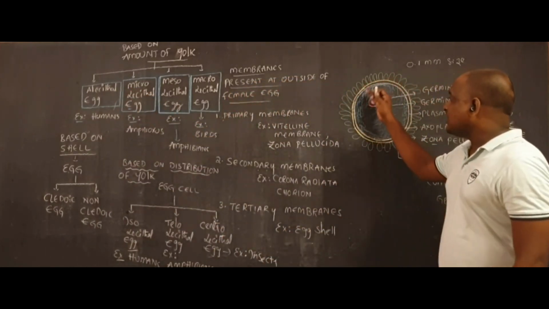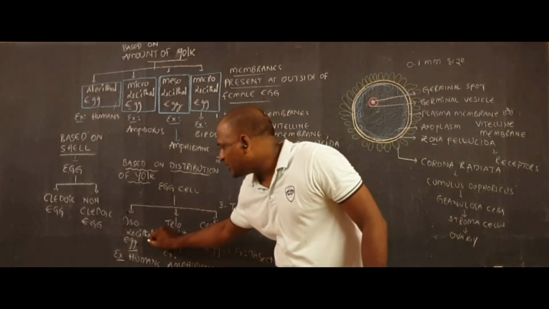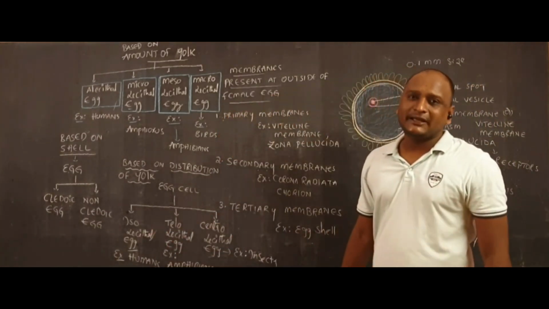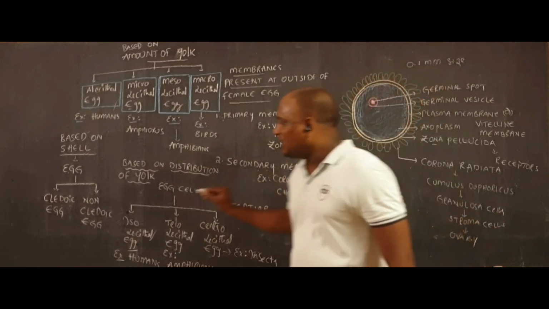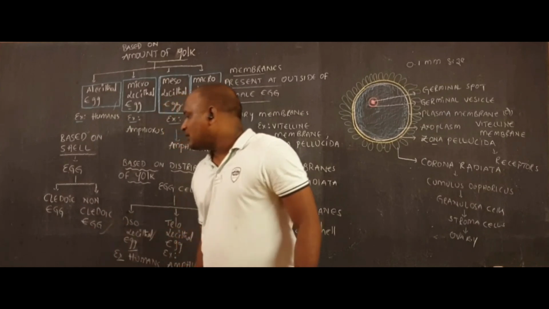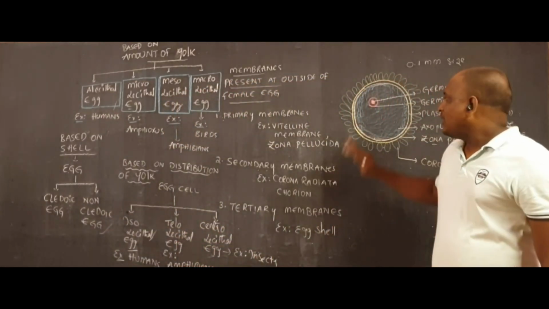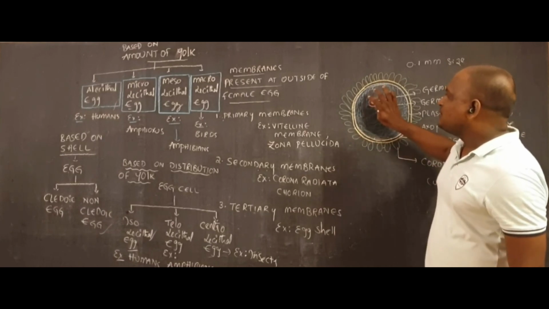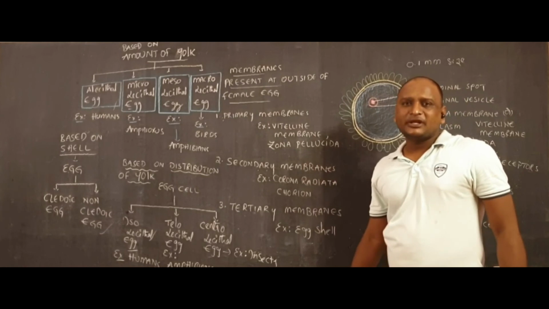And that yolk material is present throughout the egg cell. That's why it is said to be an isolecithal egg. And outside there is no shell. That's why the human being's egg cell is considered a non-cleidoic egg. Okay, when we observe that egg cell, different types of classifications are present.